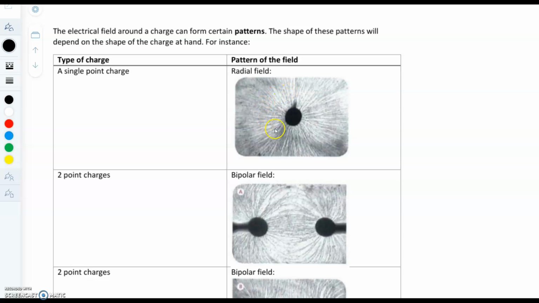Well, this is essentially a type of oil bath, something non-conductive, in which they've put a whole bunch of seeds and grains. Those seeds and grains will polarize and align themselves according to the shape of the electric field around it. Now, if it's a single point charge, it will form this typical type of radial field.